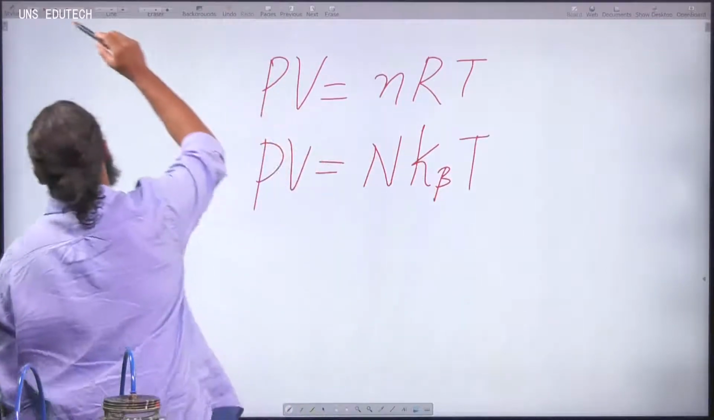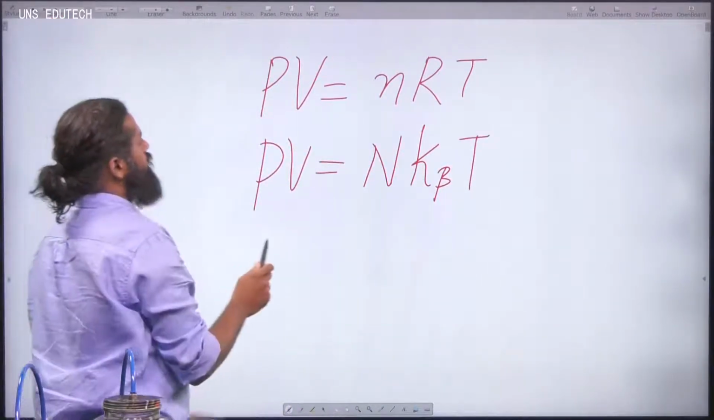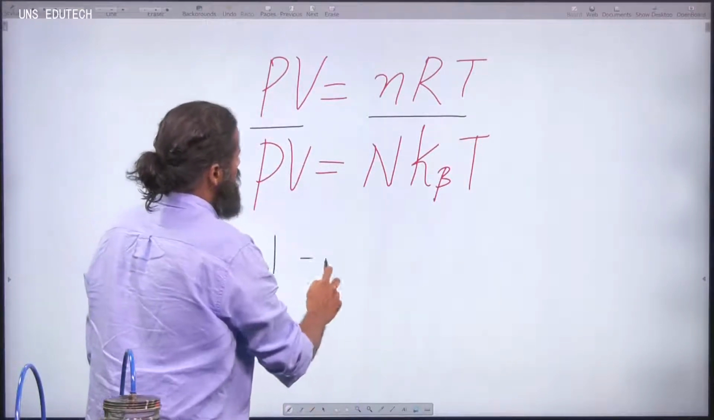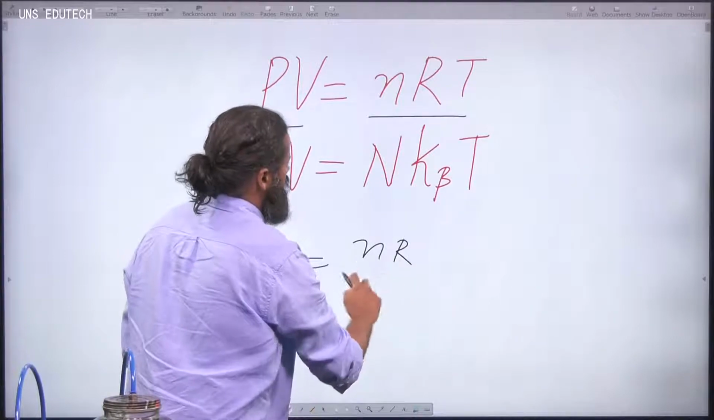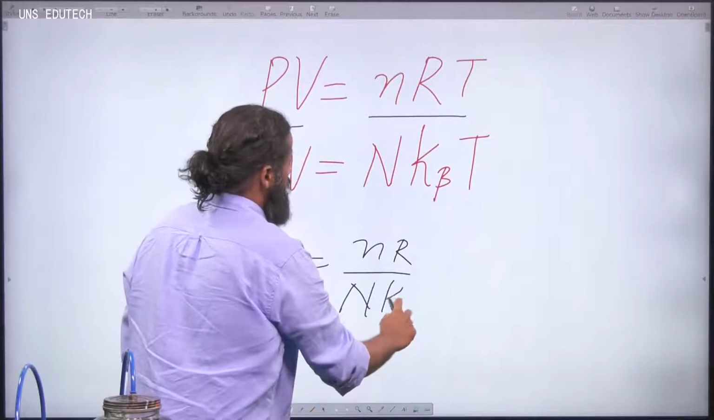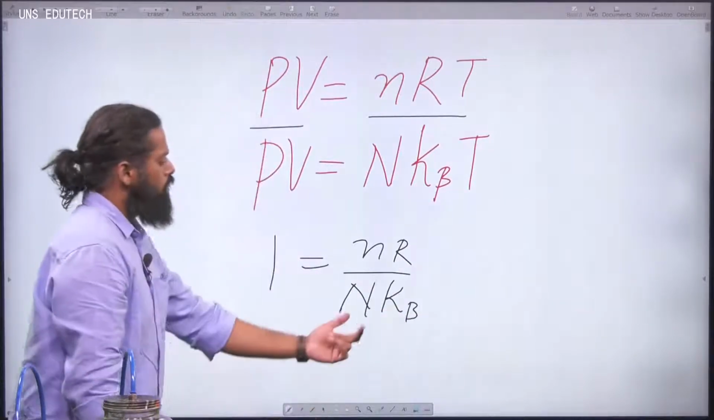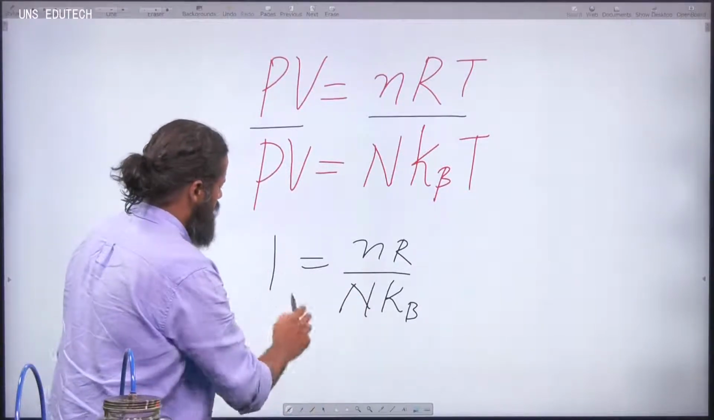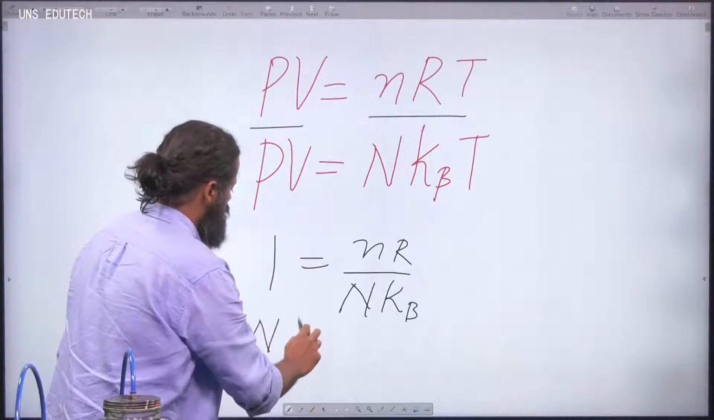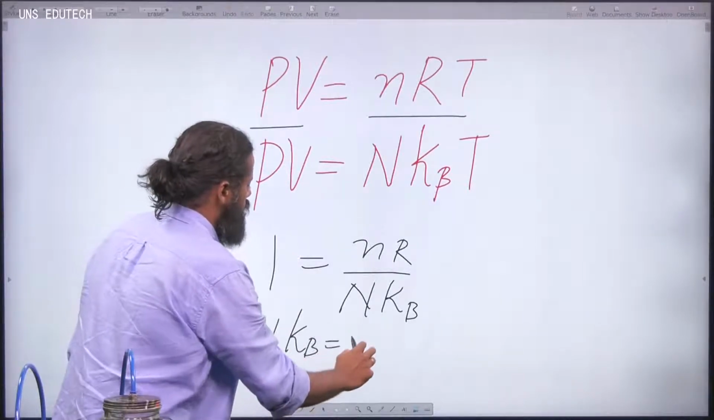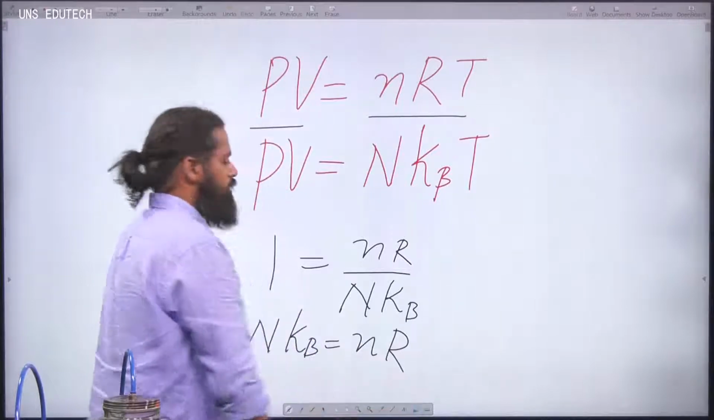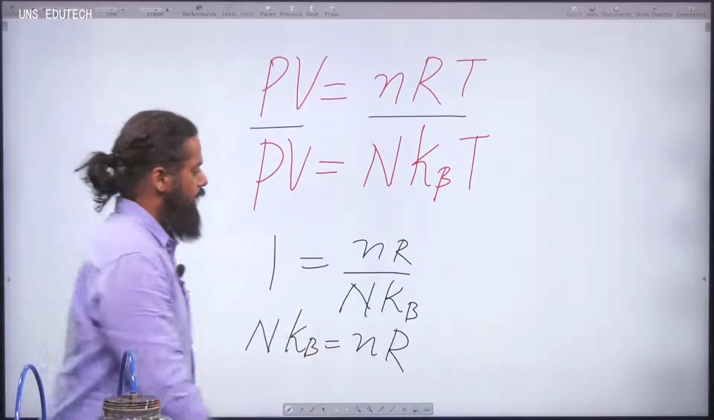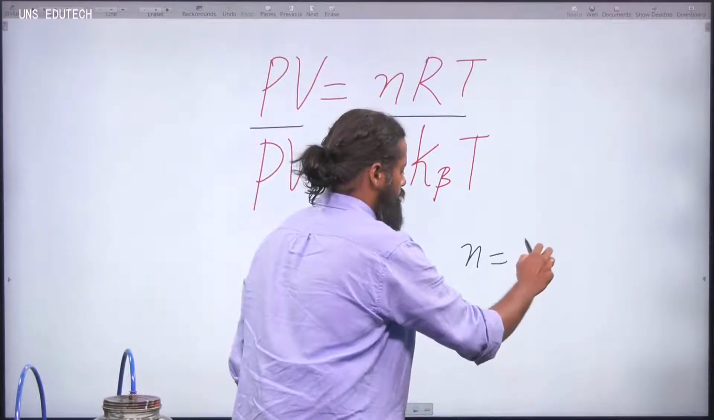If you take a ratio, T will get cancelled out, so you will basically get 1 equal to nR divided by capital N into KB. So you can see that N into KB will be equal to n into R. Assume that you are considering 1 mole, then n is equal to 1. For explanation I am bringing that value.